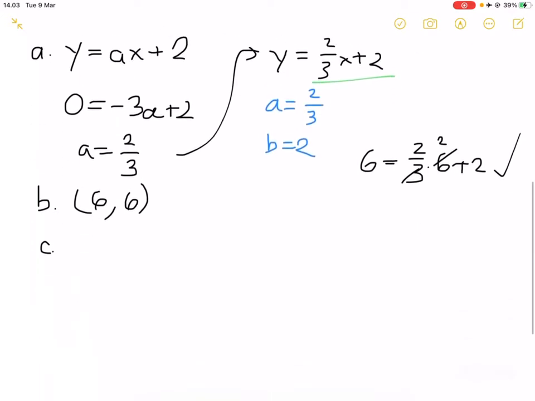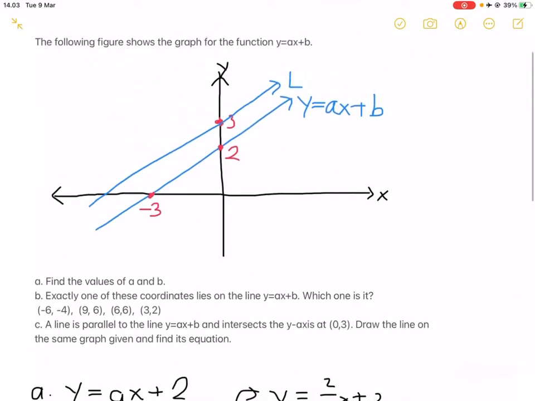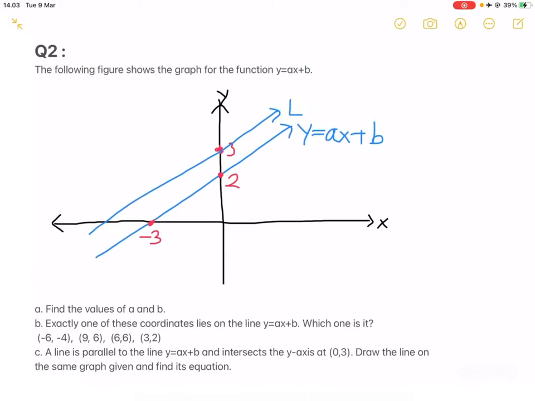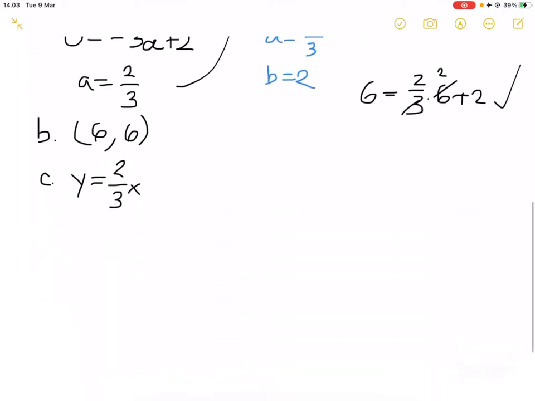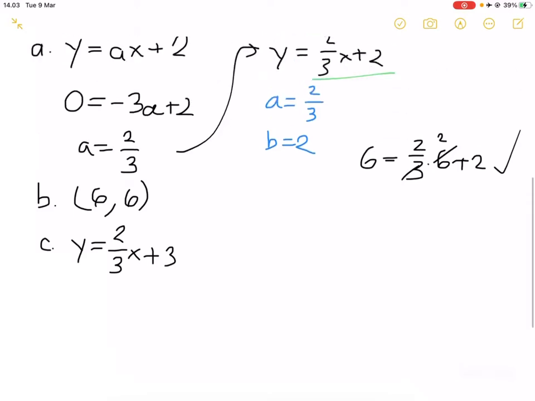So for the equation of this, notice that the gradients of any pair of parallel lines must be equal. So using our point-gradient formula, we know our gradient is still 2 over 3, and in this case, the y-intercept is at 3 because it intersects the y-axis at (0, 3). So that's it for question 2.